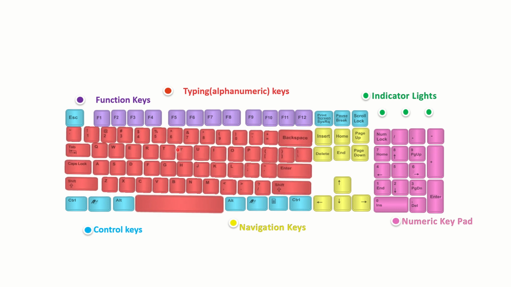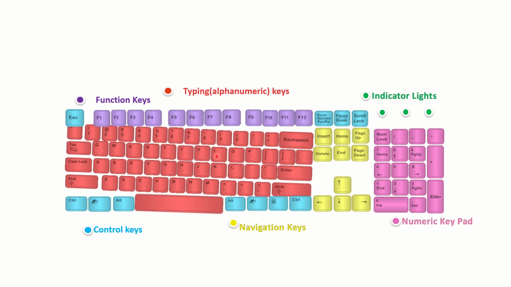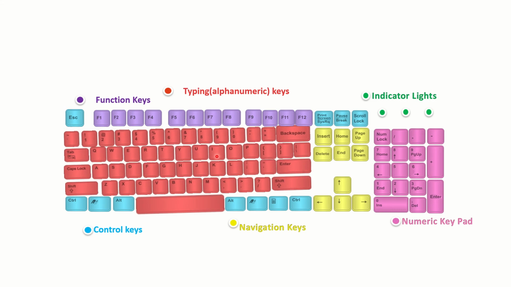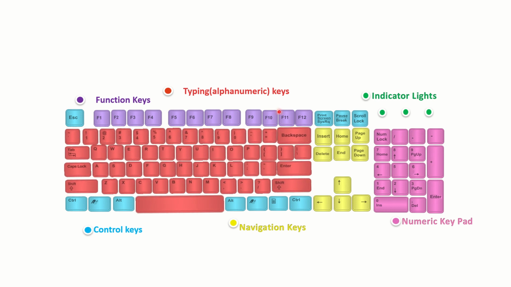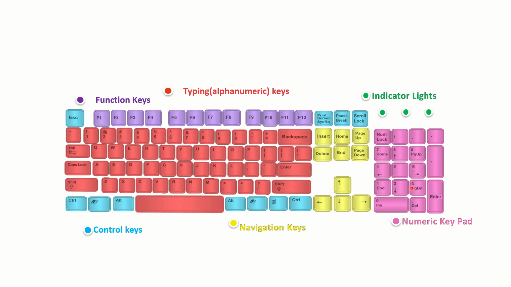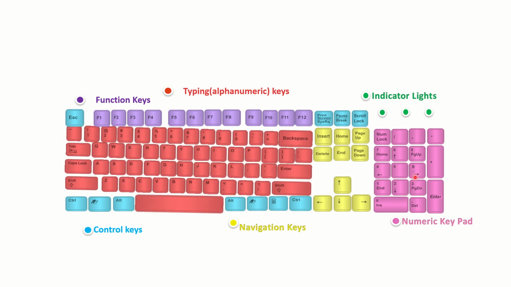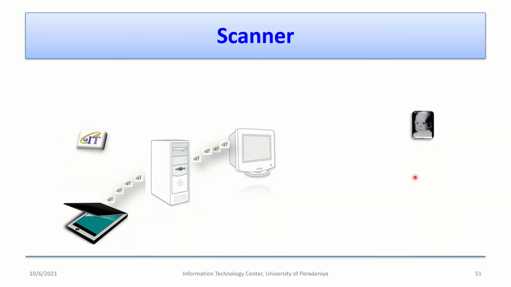Here we can identify several categories of keys. These are alphanumeric keys, the typing keys, and then here we have function keys. These are called control keys, and these are called navigation keys. Here we have a numeric number pad, or keypad. Likewise, keyboard keys can be grouped using these operations or features of keys.